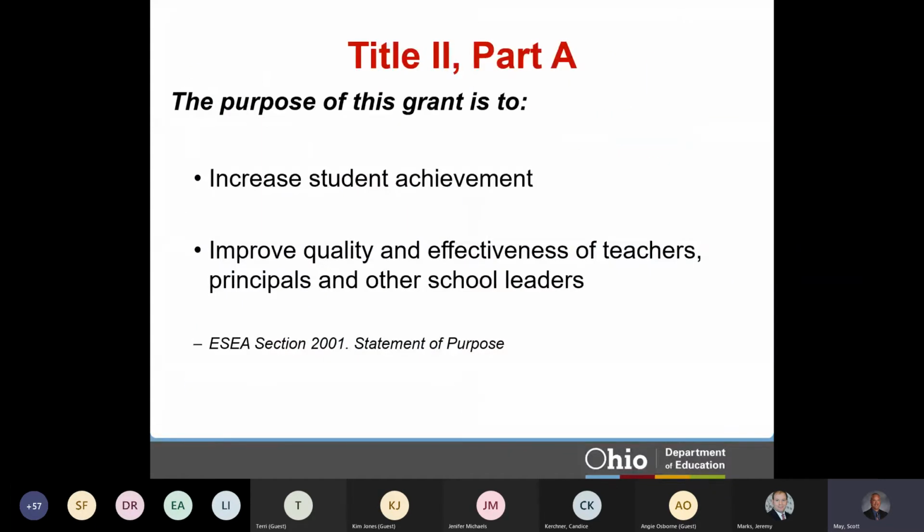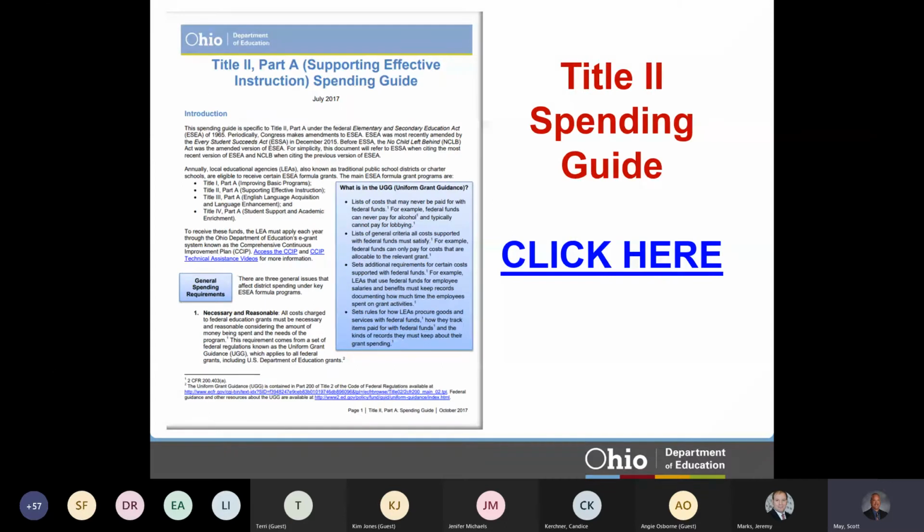Title II, the purpose of this grant is to increase student achievement and improve the quality and effectiveness of teachers, principals, and other school leaders. And again, there's a great resource for anybody out there, the Title II spending guide. It is also located in the document library, and it gives several ideas. There's 17 allowable activities within Title II, everything from professional development to stipends to class size reduction. And these spending guides detail the allowable activities for your use.